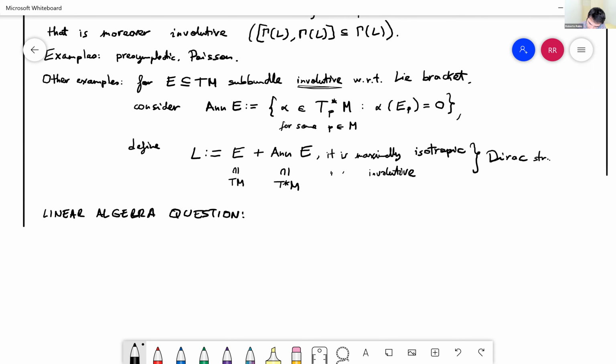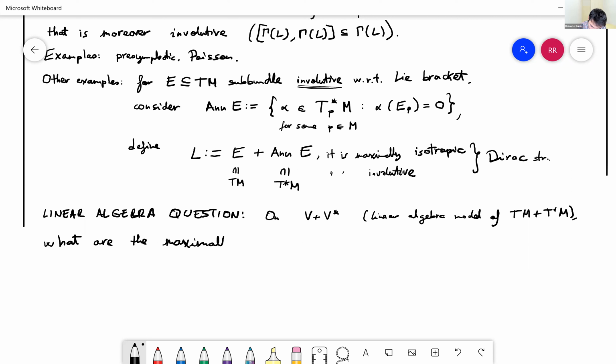So on a vector space plus its dual, which is the linear algebra model of TM plus T star M, what are the maximally isotropic subspaces? Because this is the first step to know better what these Dirac structures are, and later we'll have to deal with complex Dirac structures. So first we have to do it in linear algebra. You know the pairing, and here you have your vector space V plus V dual.